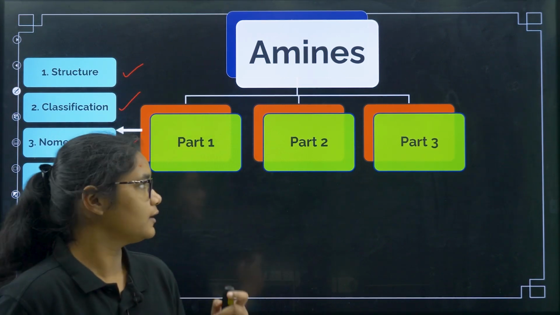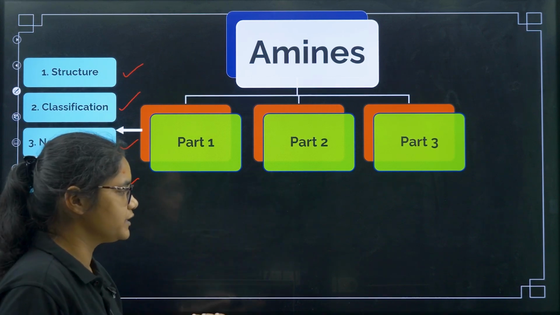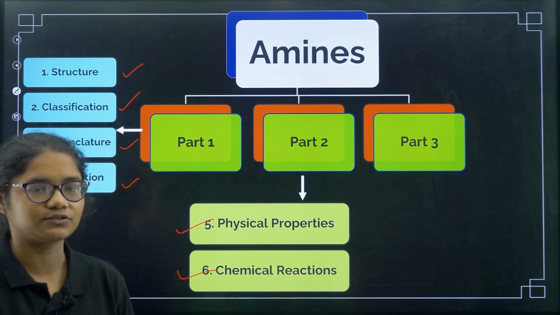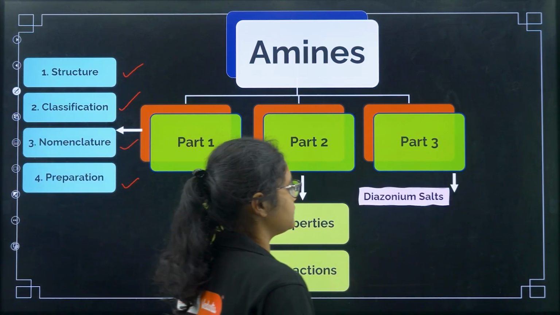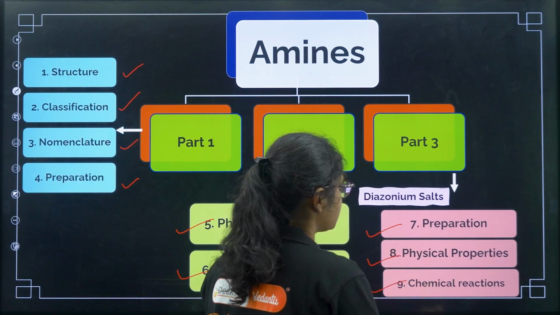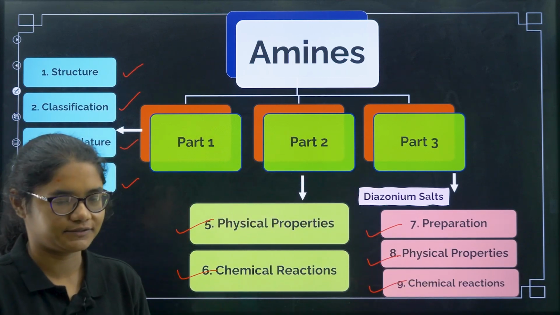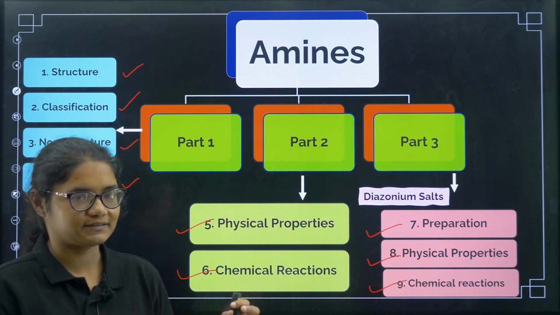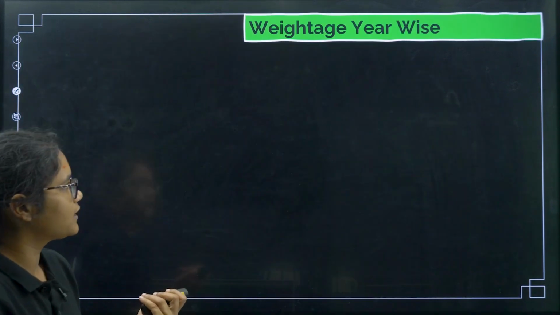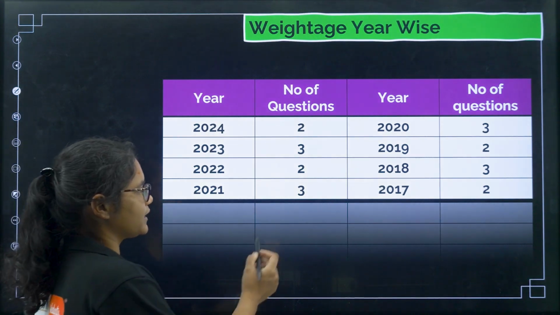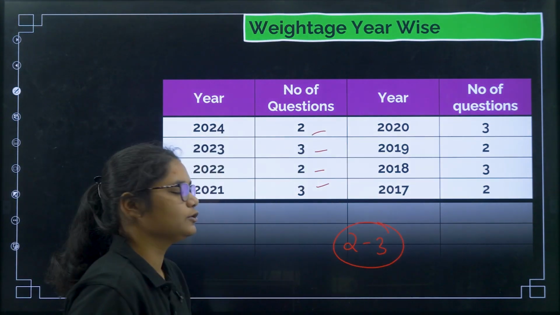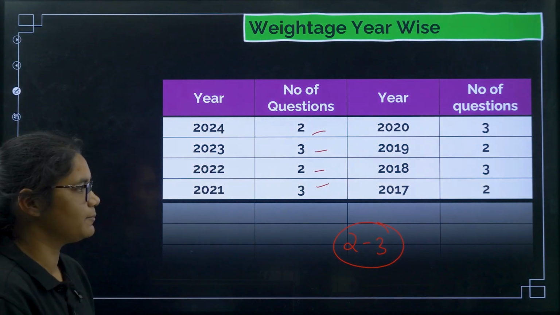Now coming to part 2, that is today's lecture, we are going to cover the physical properties and chemical reactions of amines, and in the next class we will be doing diazonium salts, where we will talk about their preparation, physical properties and chemical reactions. Now focus on today's class. If we look at the year-wise weightage, 2-3 questions are asked every year, so you can easily expect 2 to 3 questions from this chapter.